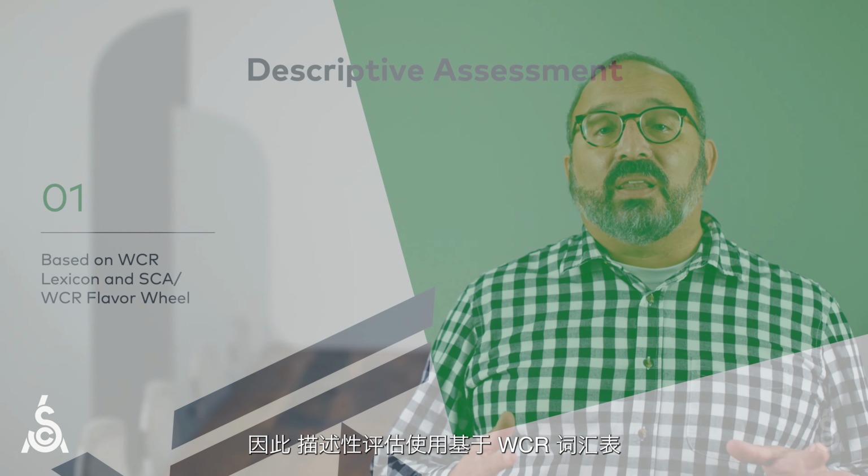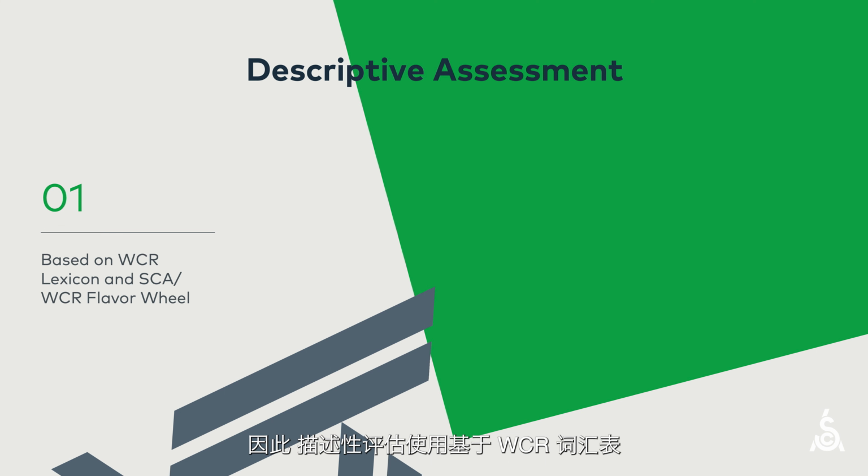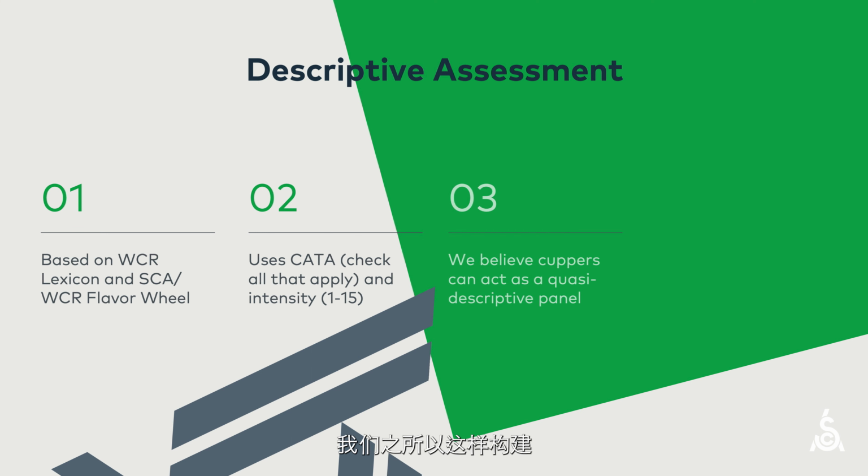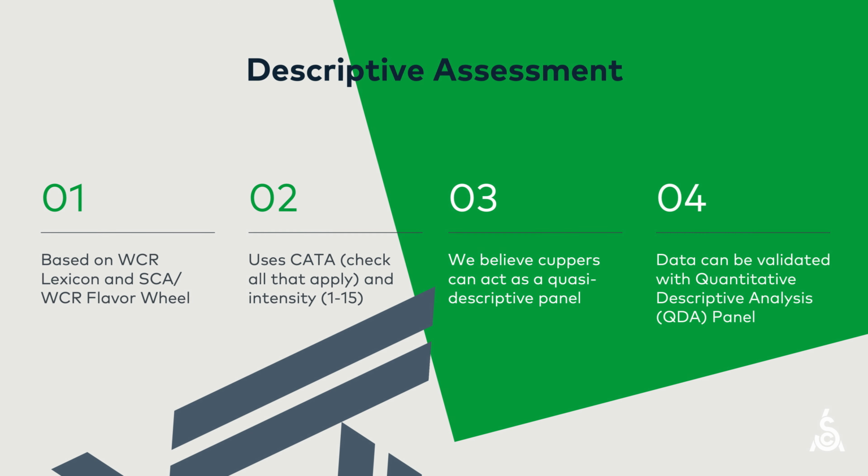The descriptive assessment, therefore, uses a lexicon based on the WCR lexicon and its associated flavor wheel. It puts those descriptors into a Check All That Apply (CATA) system, with an intensity rating. We constructed it in this way because we believe that cuppers can act as a descriptive panel, and data can be used for both research and trade purposes. If necessary, CVA data can be validated with a dedicated, formal, quantitative descriptive analysis panel.